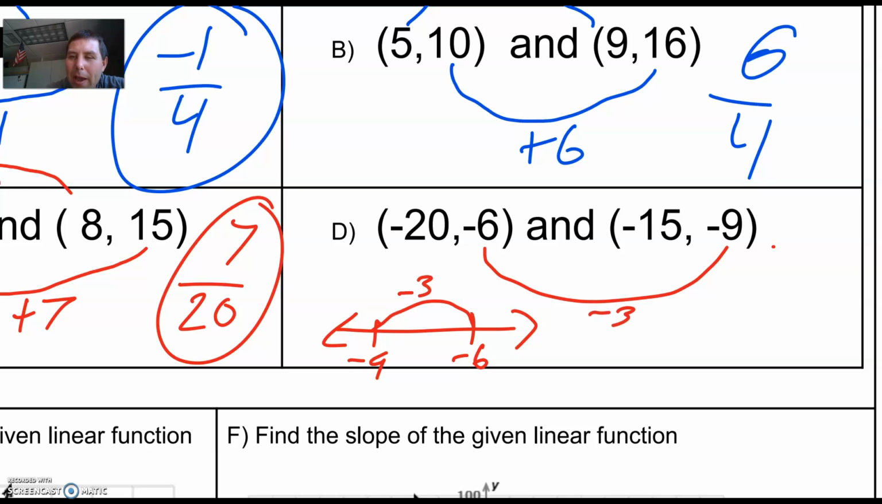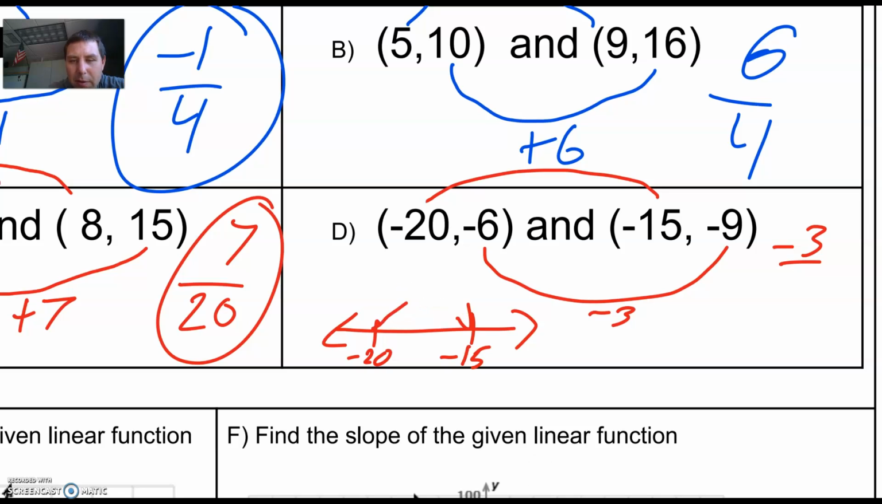So my rise is negative. I have to go down 3. And then let's look at the x values. To go from negative 20 to negative 15. Again, if you need a number line to help you think about it, draw one. I'll put down negative 15 here. Negative 20 is more negative, so it's to the left. So now the question is, how do I go from negative 20 to negative 15? Ooh, I have to go right.